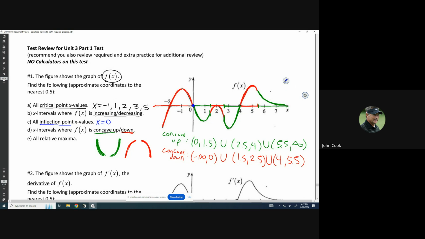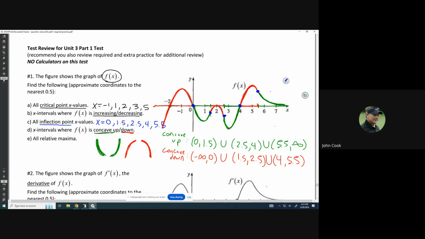And then it looks like, again, it changes concavity right here, changing from green to red, or concave up to concave down. And that happens at about 1.5 by my estimate. Similarly, we've got this point of inflection where the concavity changes, and I think that's around 2.5. And then it looks like 2 more. I've got one right there where it changes concavity from concave up to concave down at 4. And then finally, right over here, it changes concavity again at about 5.5. So all of those would be my inflection points. Okay, so there we go.